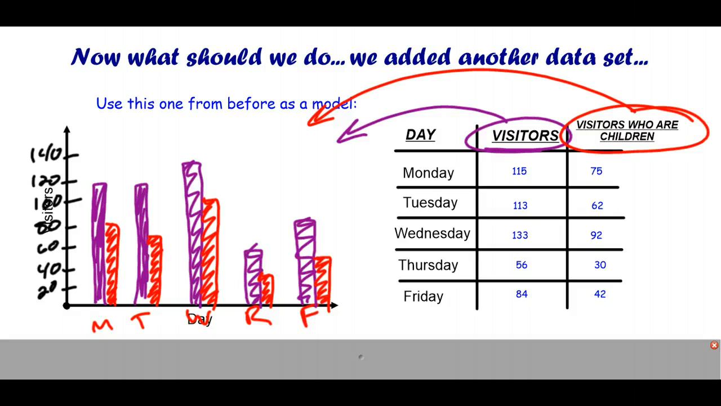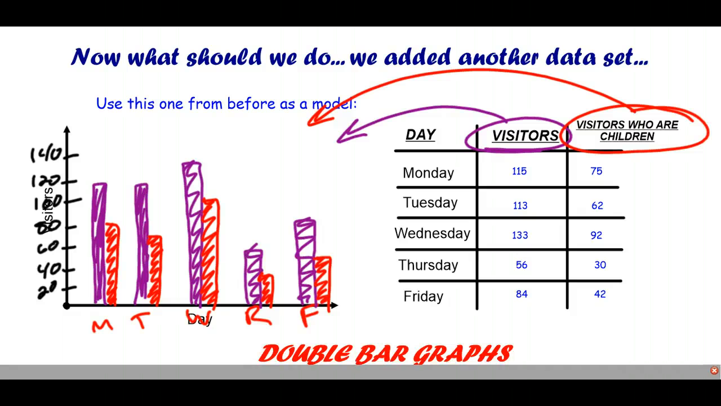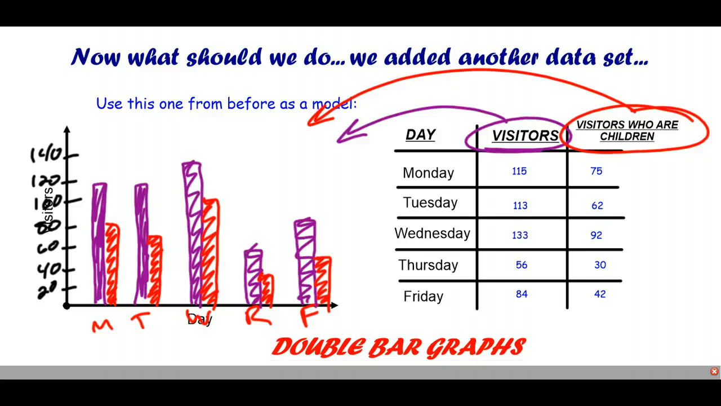And we can compare the number of visitors to the number of visitors who are children very easily just by looking at it. This is something we call a double bar graph. And if we wanted to, we could create a triple bar graph, a quadruple bar graph, etc. Eventually, it just gets very, very crowded and difficult to talk about.